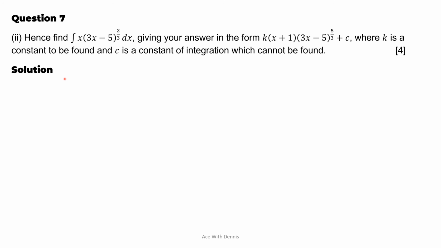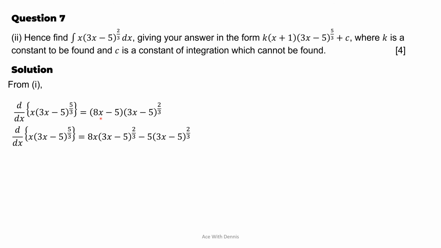This is a question where we need to start with differentiation, then integration. We already know from part 1 the differentiation d over dx of x times 3x minus 5 to the power 5 over 3 equals 8x minus 5 times 3x minus 5 to the power 2 over 3. So we want to integrate this, right? From here we can see this is 3x minus 5 to the power 2 over 3, this bracket, times the x. So from here we have 8x.